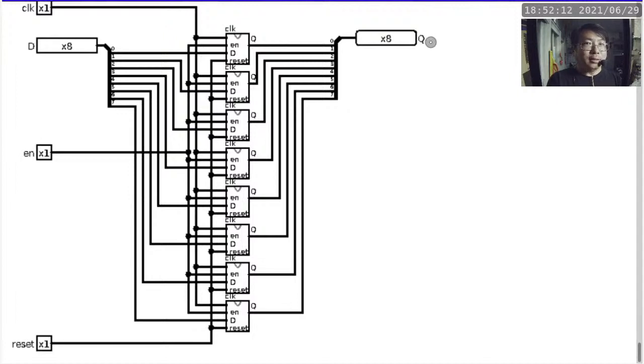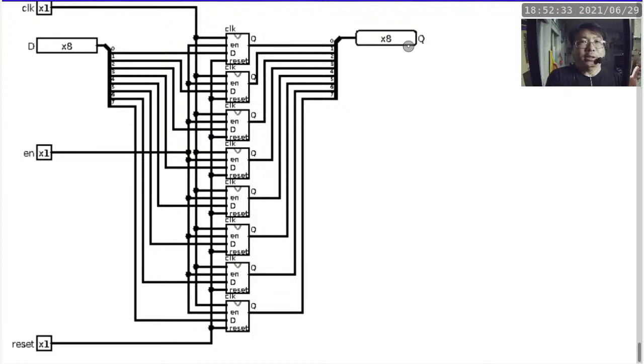So the idea is, when we update, we update 8 bits at the same time. When we output, we output 8 bits. When we reset, we reset 8 bits. But the 8 bits will be updated at the same time, which is controlled by the clock signal. And whether they can update or not will be controlled by the same enable pin.